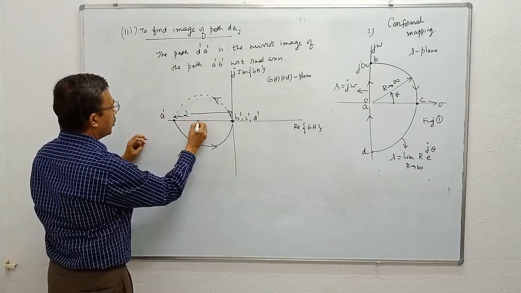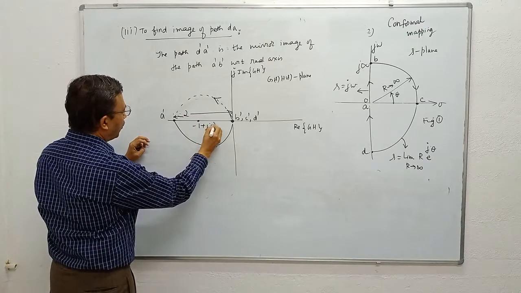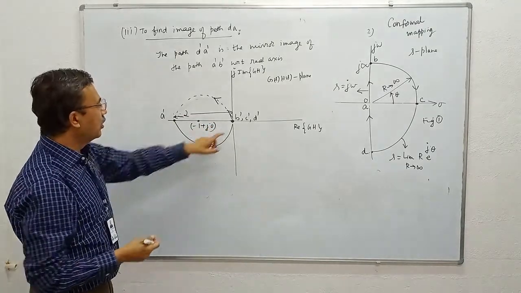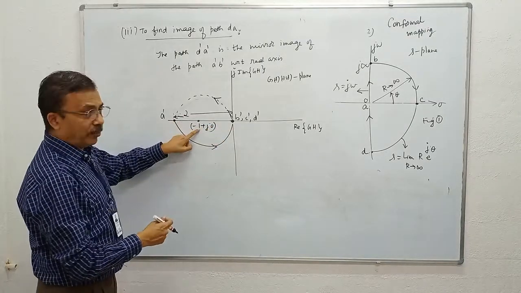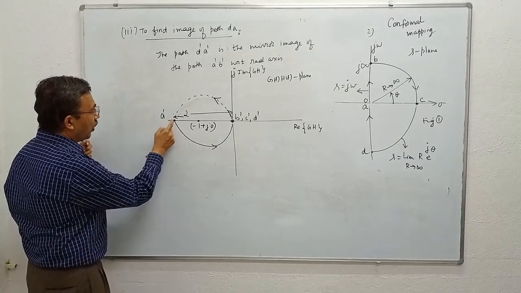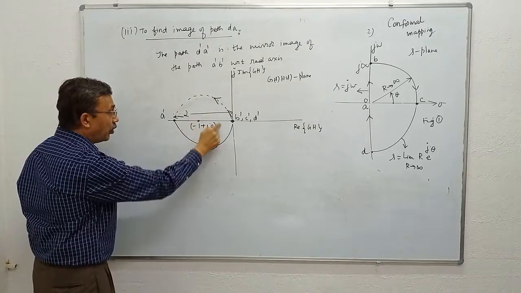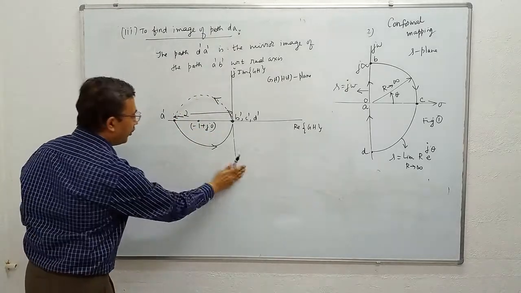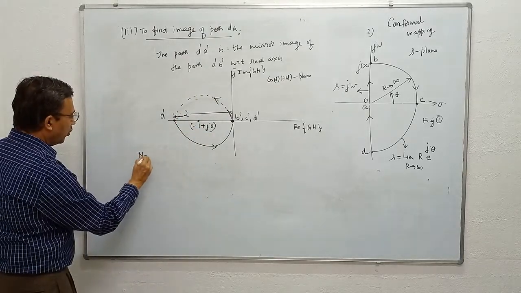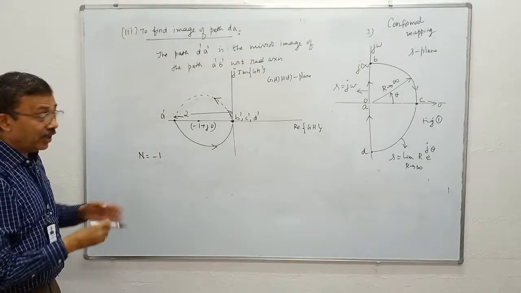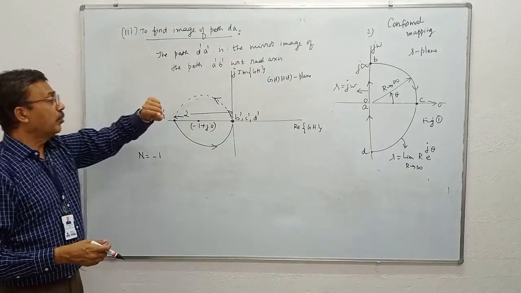This length is 2. Therefore minus 1 plus J0 is encircled now. 2 is more than the magnitude of minus 1 now. There is one encirclement. In which direction? Anti-clockwise direction about the point minus 1 plus J0. N is equal to minus 1. Why? Anti-clockwise encirclements are negative.